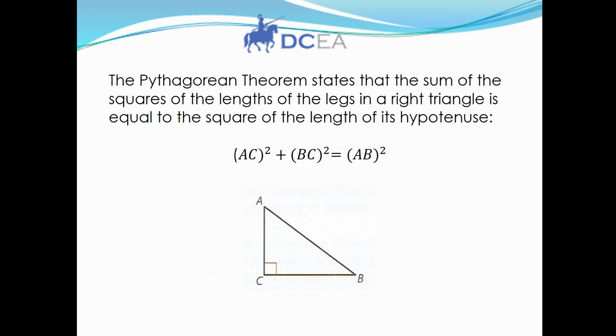As a reminder, the Pythagorean theorem states that the sum of the squares of the lengths of the legs in a right triangle is equal to the square of the length of its hypotenuse. So you have the hypotenuse, which is AB, and we have AB squared. You have the two legs, AC and BC, and you can see them here as AC squared plus BC squared. You're probably more familiar with this formula as a squared plus b squared equals c squared. It's the same formula, just expressed in a different way.